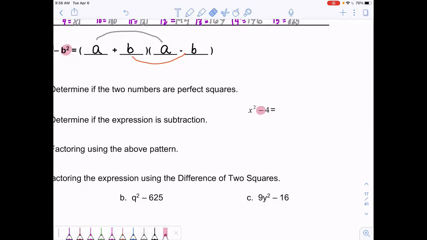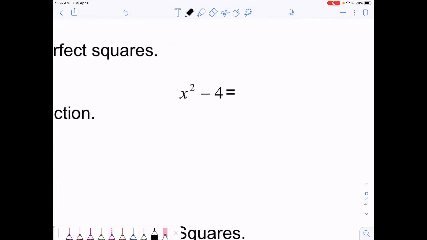So let's talk about our problem here. x squared, is it a perfect square? Yes. If it's squared, it's a perfect square. Is 4 a perfect square? Yes, because what times what makes 4? 2 times 2. So the way we do this pattern is by taking the square root of each of these. And we're going to just do a little tiny bit of work. There's not much.